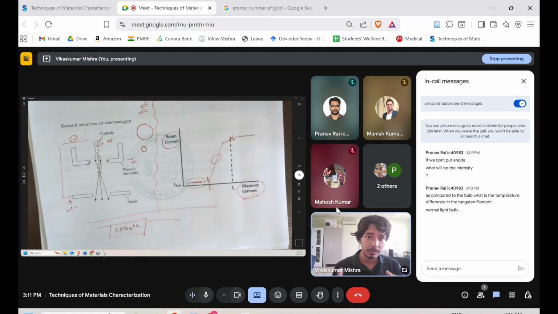I think you are talking about the bulb which emits orange light, right? Not the LED bulb, those things. So the tungsten, yeah, that's it. More or less they work at the same temperature.